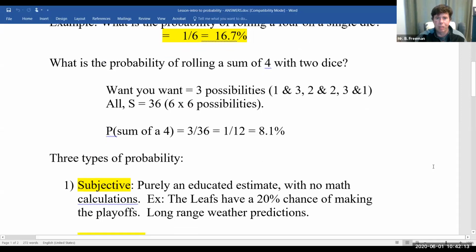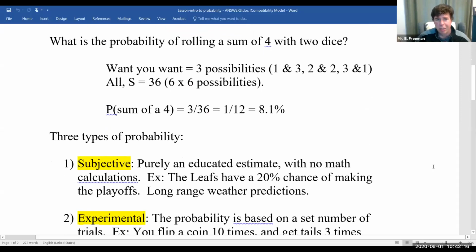So what's the probability of rolling a sum of 4 with 2 dice? Same formula. It's what you want over all possibilities, but sometimes you have to do a little bit of work to get those 2 numbers. When it comes to questions with dice, there's really no shortcut. You can use a little chart. There are some excellent charts online. You want to make yourself a little note to do a search for 2 dice possibility charts. You'll get a nice little grid that shows all 36 possibilities. But you can also just use some common sense.